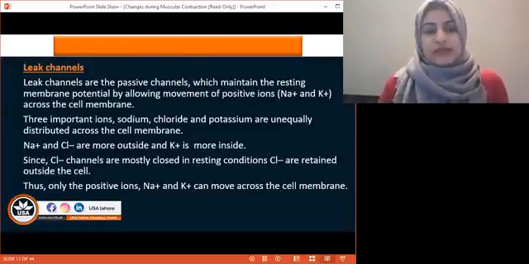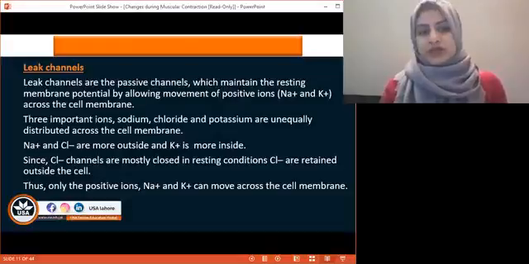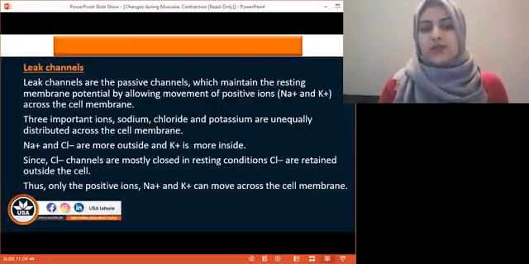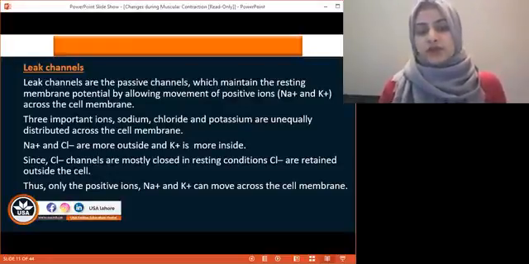Three important ions, sodium, chloride, and potassium, are unequally distributed across the cell membrane. Sodium and chloride are more outside, and potassium is more inside. Since chloride channels are mostly closed in resting conditions, chloride is retained outside the cell. Thus, only the positive ions, sodium and potassium, can move across the cell.